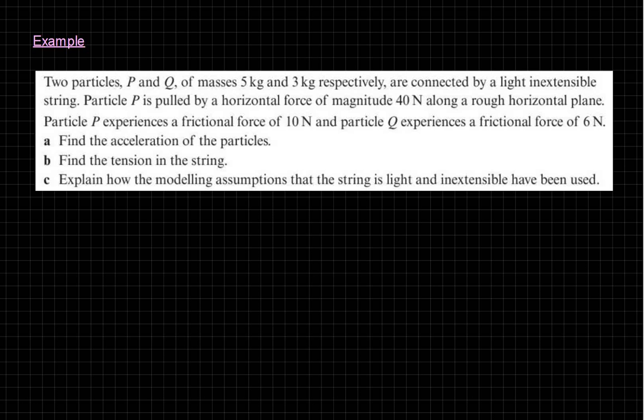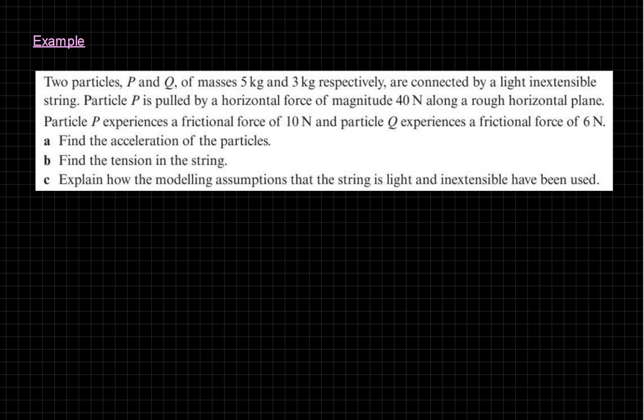Okay, so now let's dive into an actual example. We've got two particles, P and Q. They've got masses 5 and 3. They're connected by a light, inextensible string. You're going to see this wording a lot, light and inextensible.